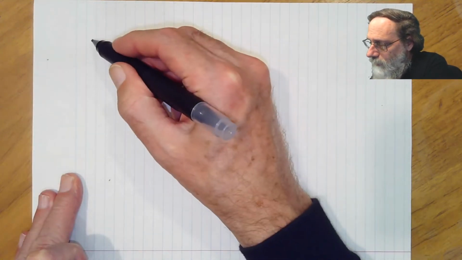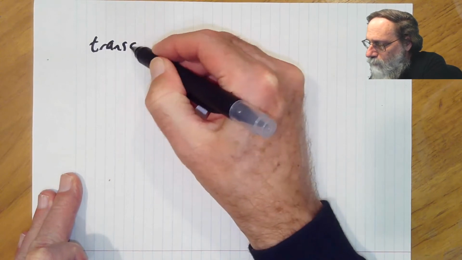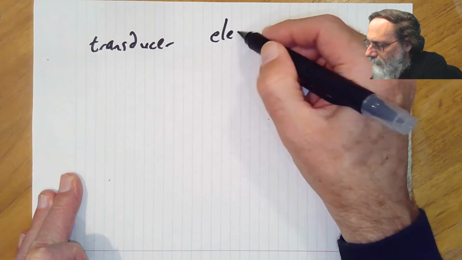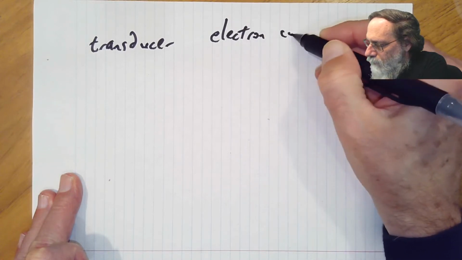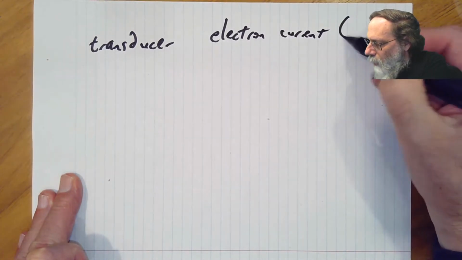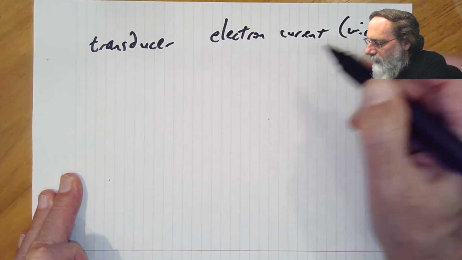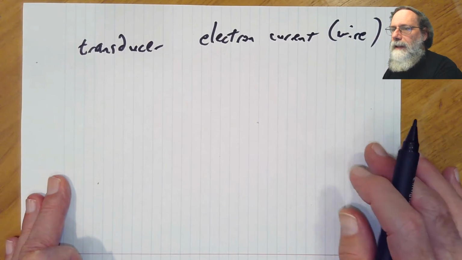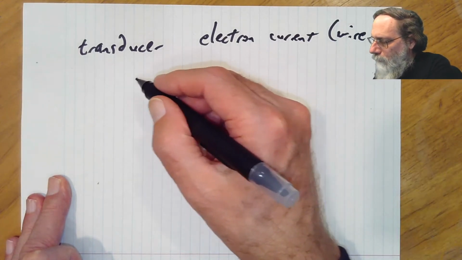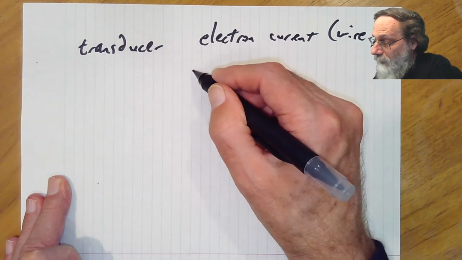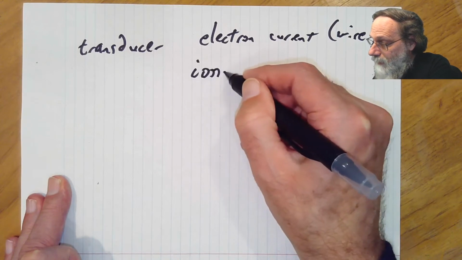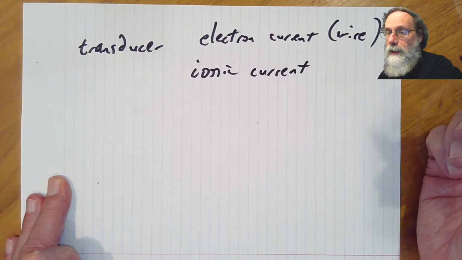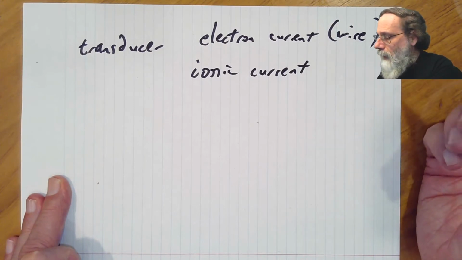It's a transducer that takes electron current in a wire into some other form of current. And that other form of current for bio applications is often an ionic current in a solution or in a biological system.